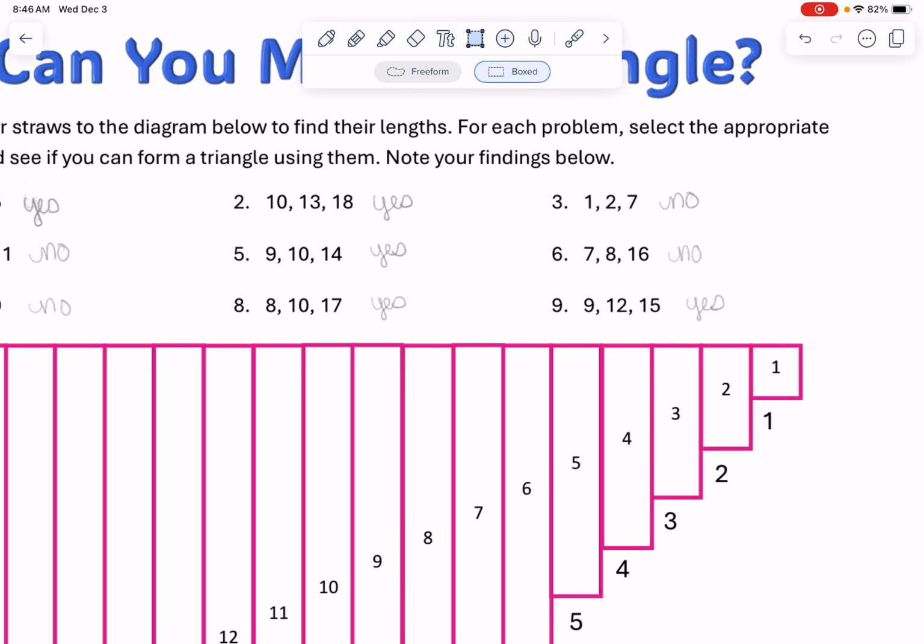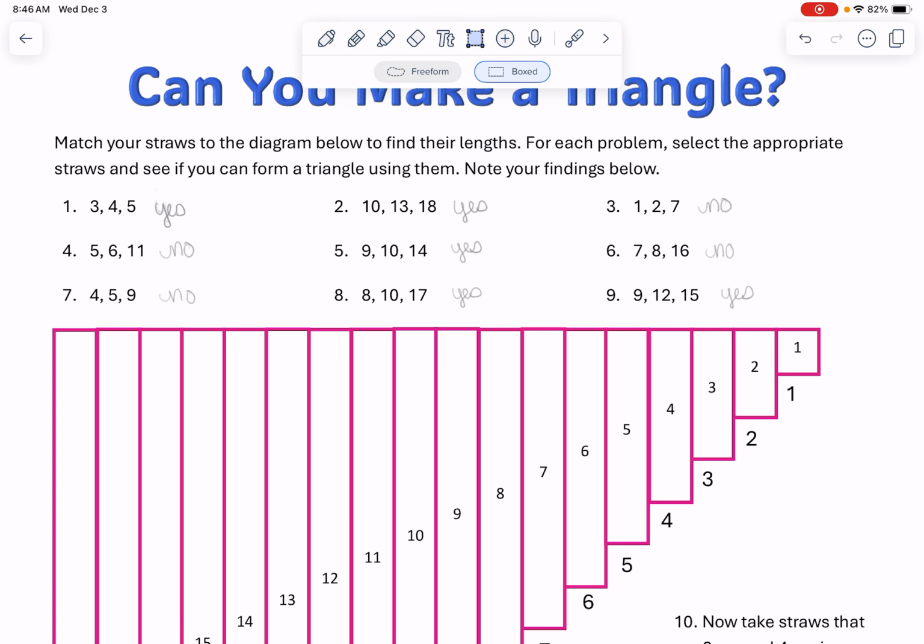Okay, so hopefully this is the data that you ended up with. 9, 10, and 14 did make a triangle. 7, 8, and 16 did not. 4, 5, and 9 did not, but 8, 10, and 17, and 9, 12, and 15 did. So the goal is to figure out what makes triangles, what causes them to be made, and what does not.